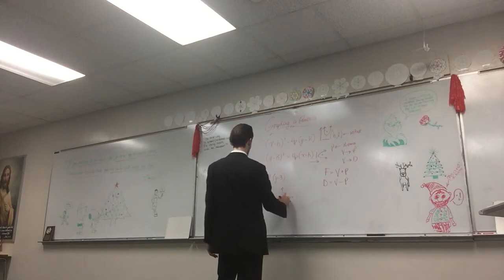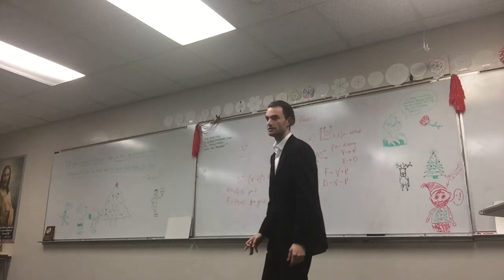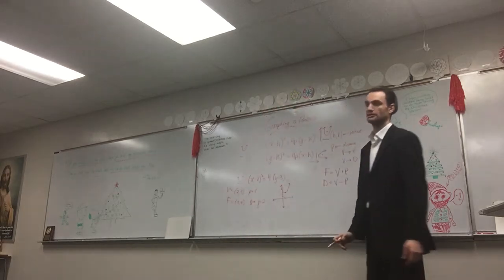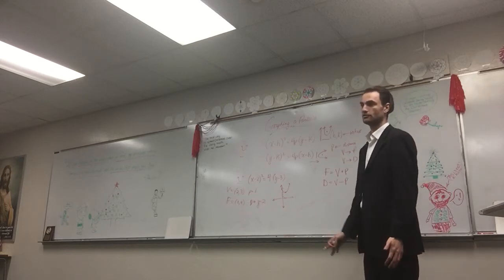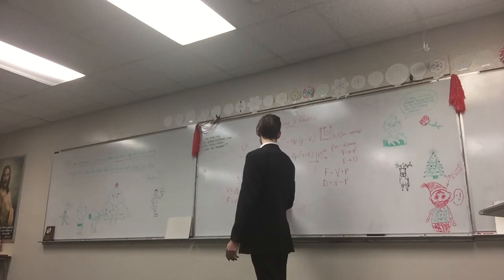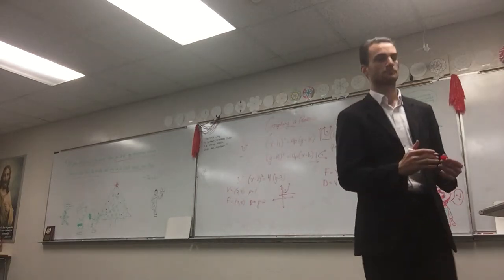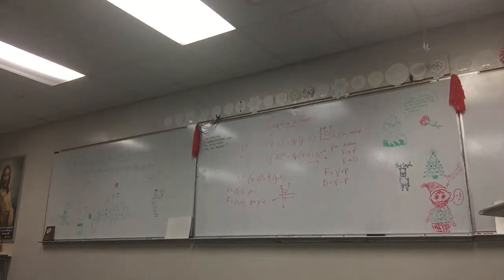Our vertex is at 2, 3. It's upward facing, I know it's upward facing, right? So I'm just going to draw it like this. I'm not going to care about where the y-intercept is right now. I'm just going to give a gradual idea, right? The directrix is at y equals 2, so that's here. This is my directrix. And my focus is at 2, 4, which is that point right there. Okay?